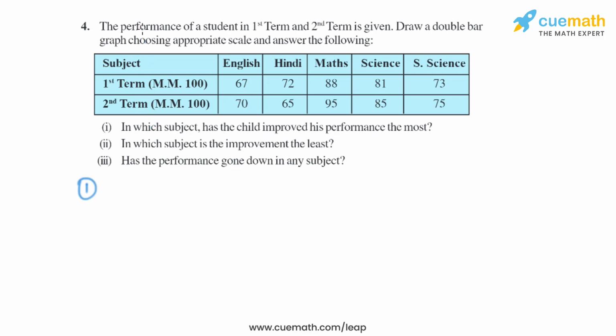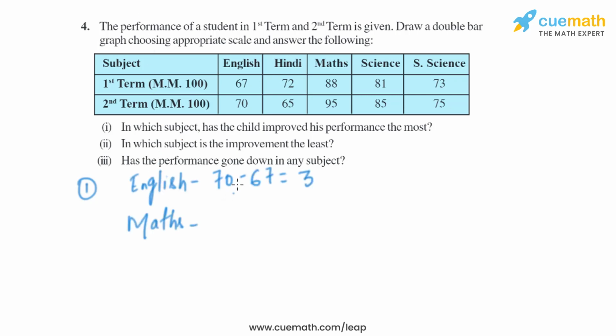Now let's move on to the first part of the question. In which subject has the child improved his performance the most? First of all, we will look in which subject the marks are increasing from first term to second term. As we can see, in English the marks are increasing. In the first term it was 67 and in the second term it is 70. So he has definitely improved in this, by 3 marks.